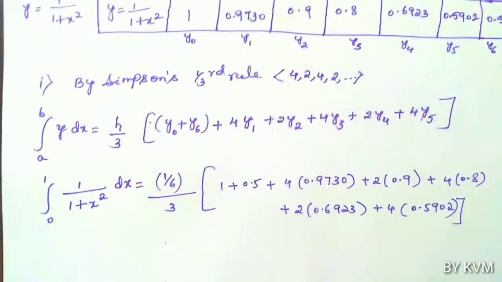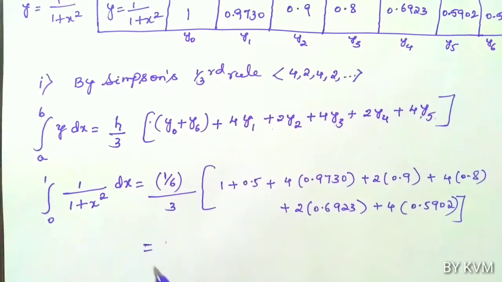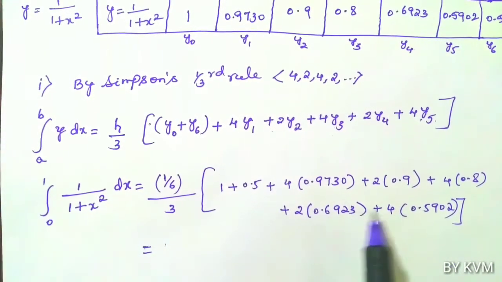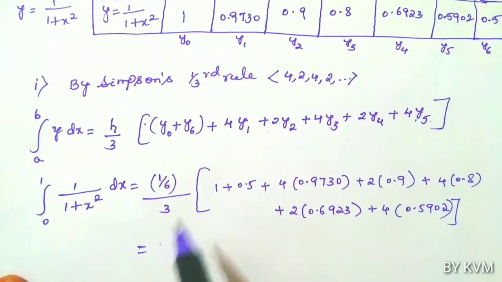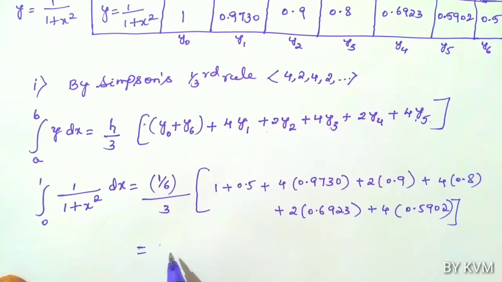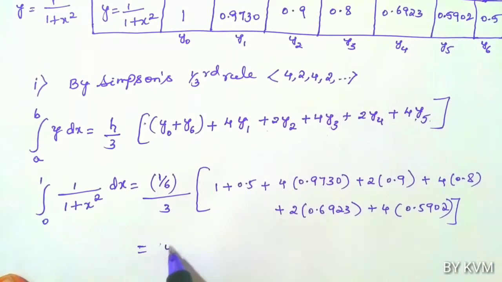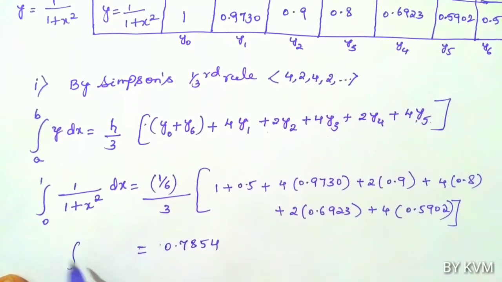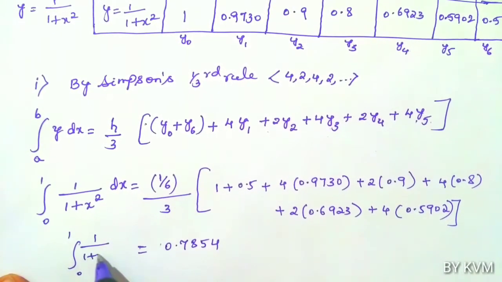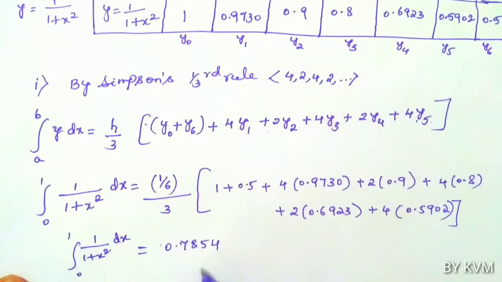When you type the equation, you have to use brackets wherever it is necessary. Using brackets is very important. So use the calci and simplify. So you will get 0.7854. So the integral from 0 to 1 of 1 by 1 plus x square dx using Simpson's one-third rule is 0.7854.